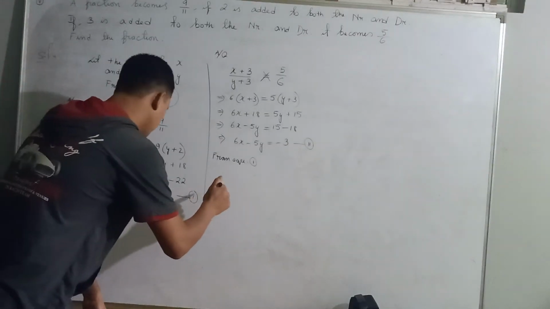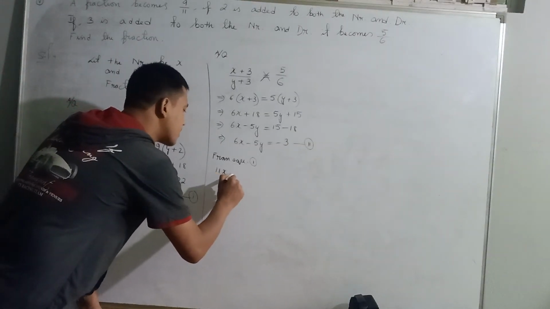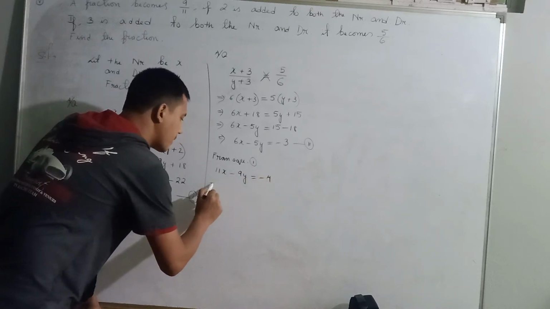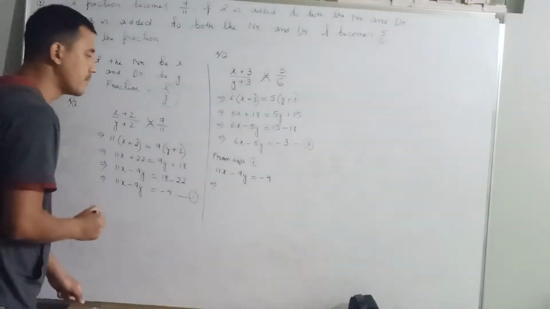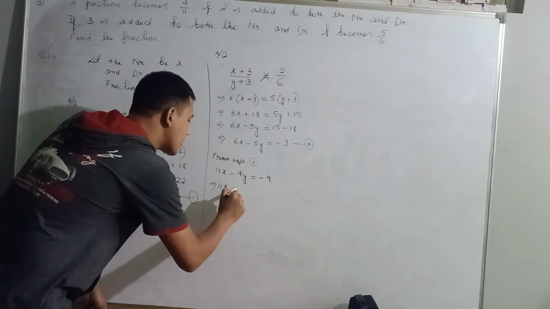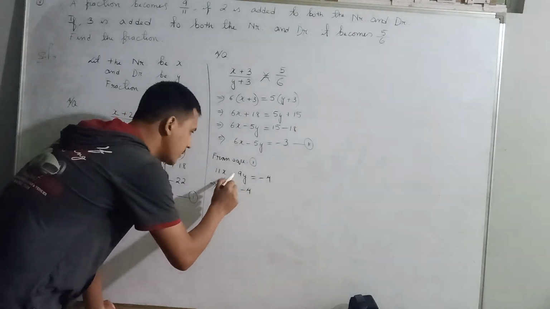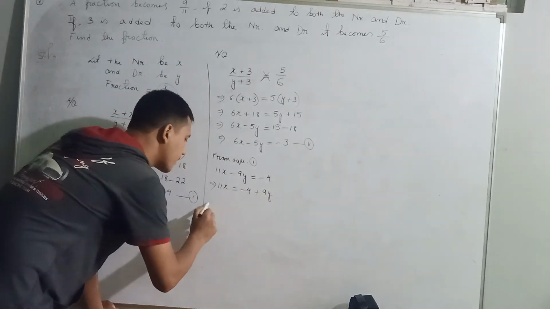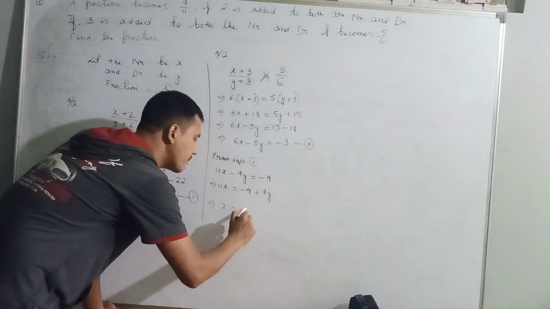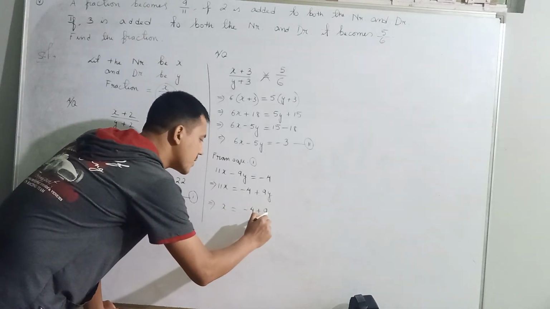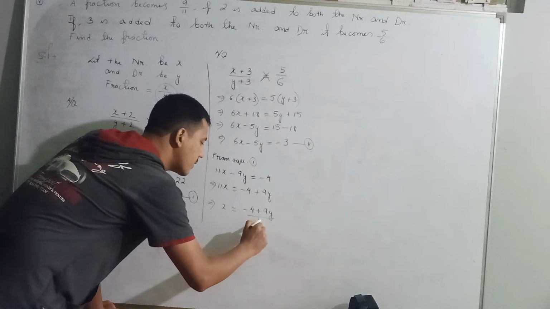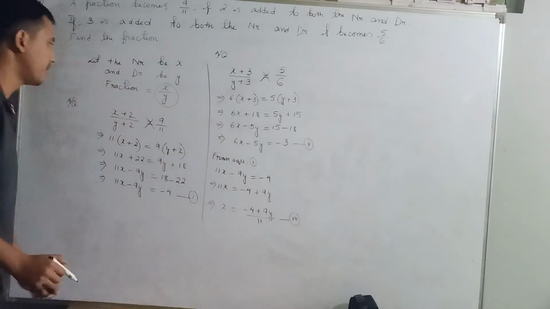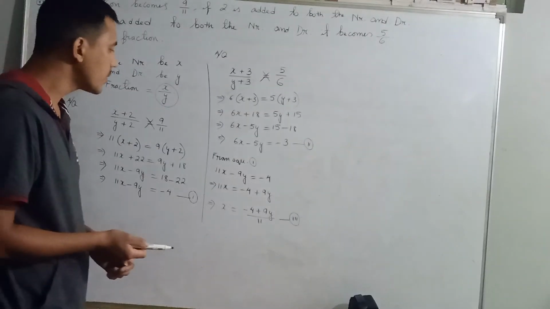So from equation 1, 11x minus 9y is equal to minus 4. So let's find out x from this equation. So 11x equals minus 4, minus 9y, we transpose it as plus 9y. So your x will be equal to minus 4 plus 9y upon 11. That is your equation number 3.